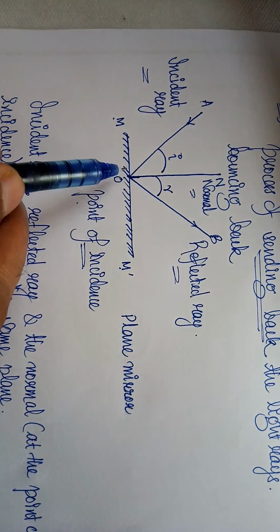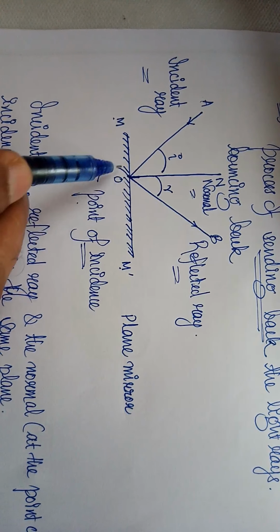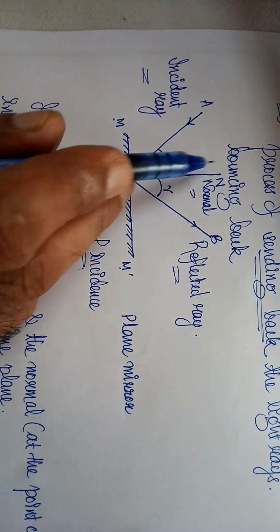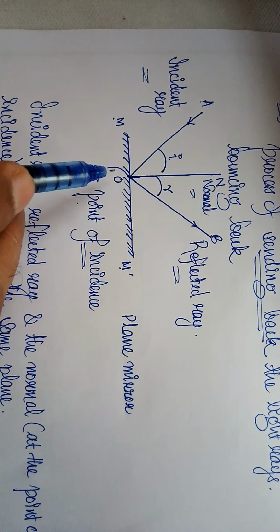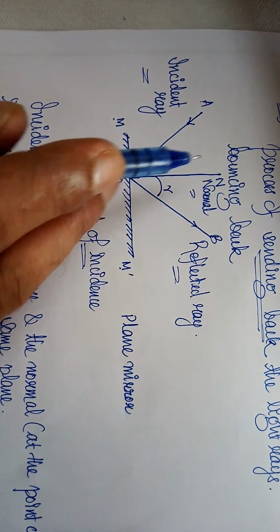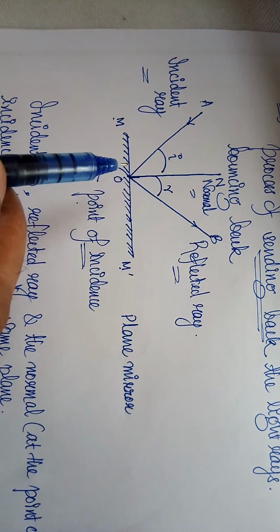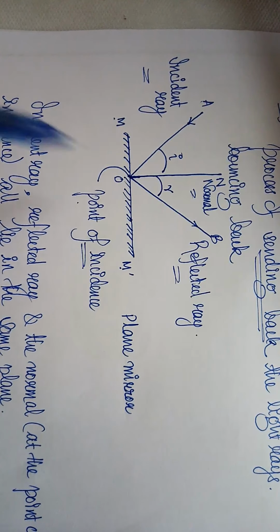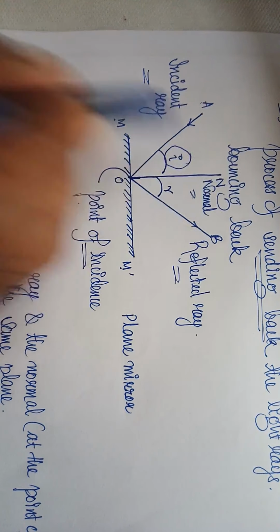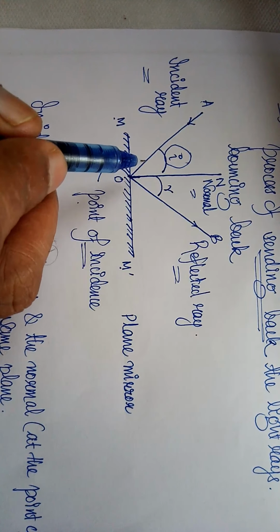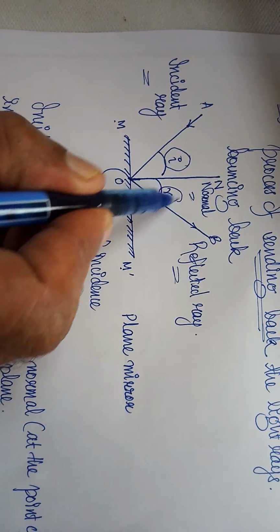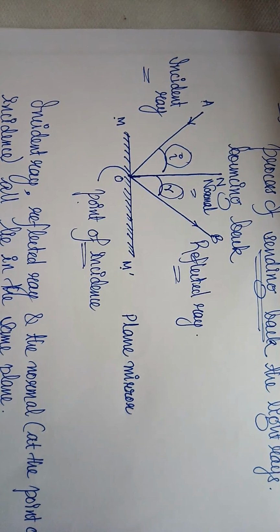When we make a perpendicular to the mirror at the point of incidence, which is named ON, it is a perpendicular to the mirror surface, or we can say it is a normal. I is the angle of incidence and R is known as the angle of reflection.